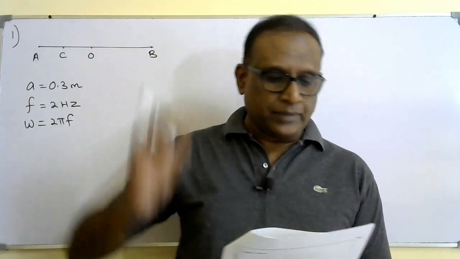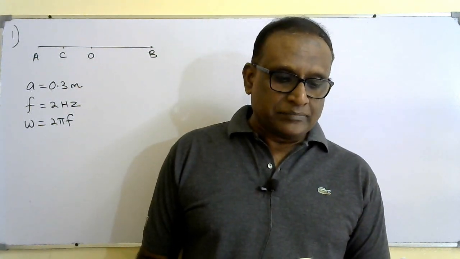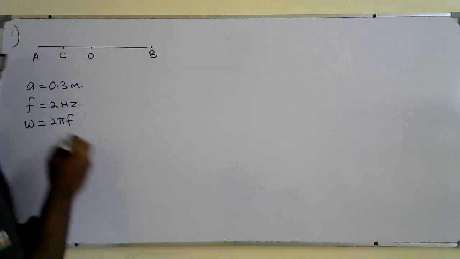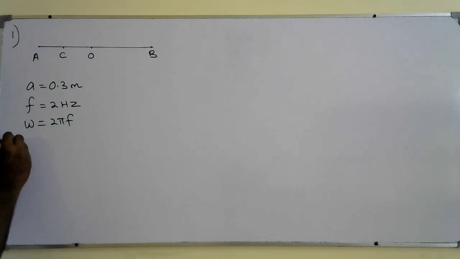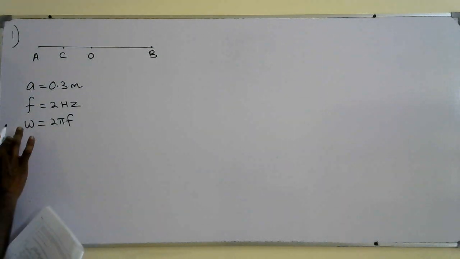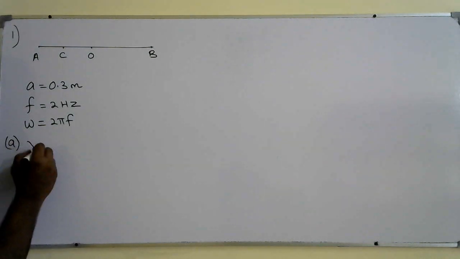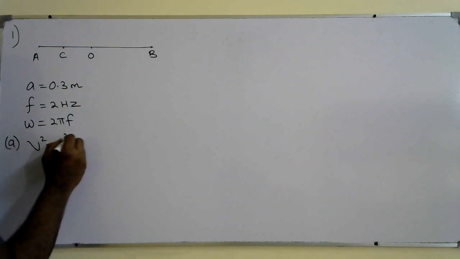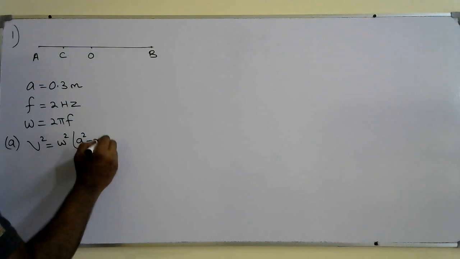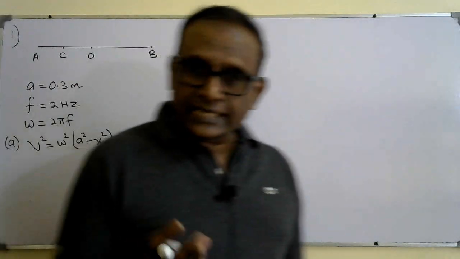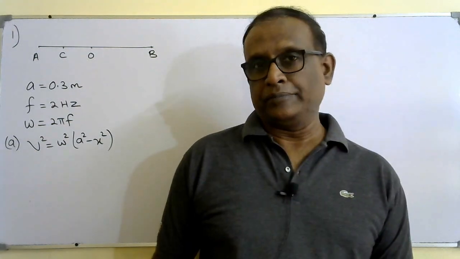The first part of the question is to find the maximum speed of P. We use the equation given in your booklet: v squared equals omega squared times (A squared minus x squared), where A is the amplitude and x is the displacement. Always, x is measured from the equilibrium position.